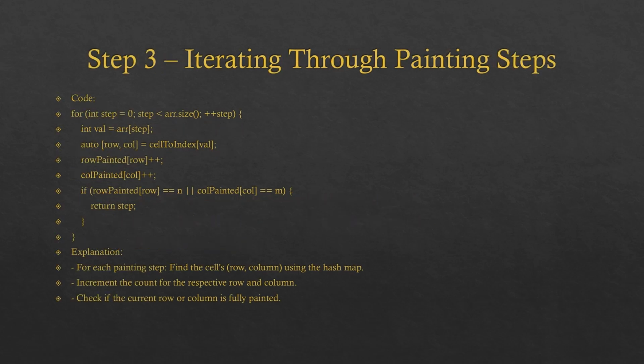Now we iterate through the painting steps. For each step, we find the position of the corresponding cell using the hash map. Then we increment the painted counts for the row and column of the painted cell. After updating the counts, we check if any row or column is fully painted. If so, we return the index of that step.